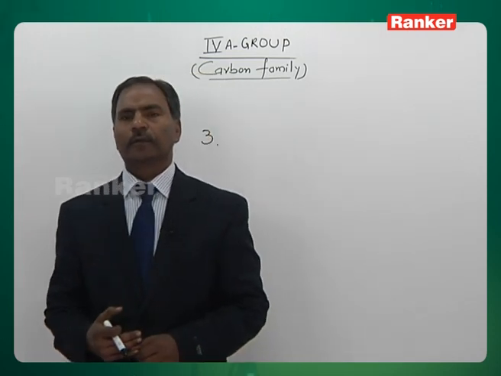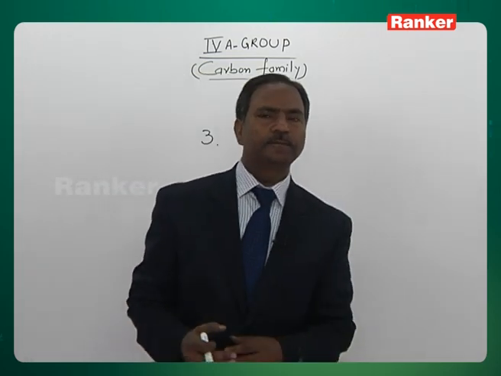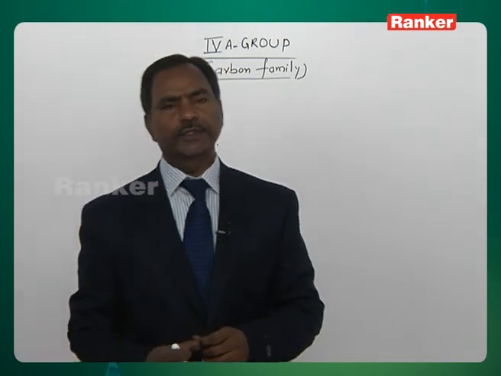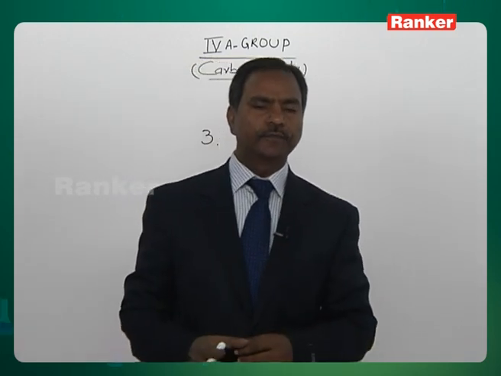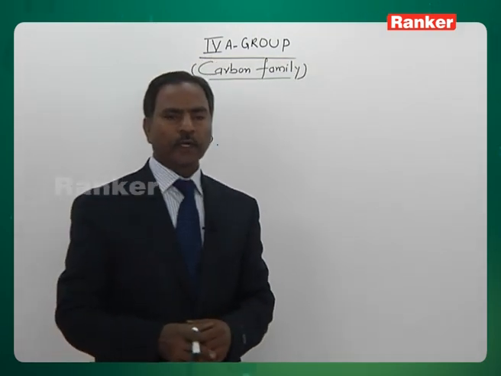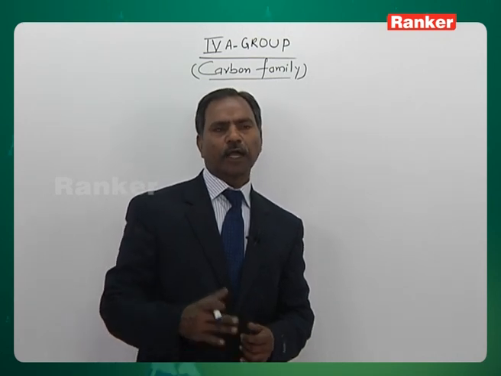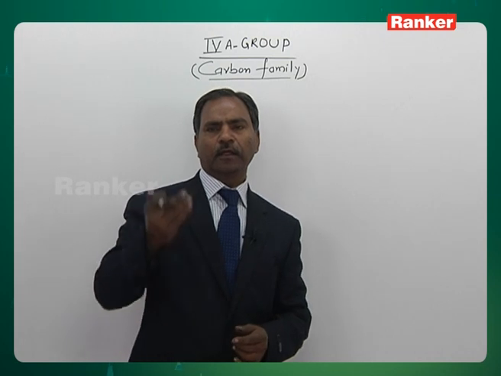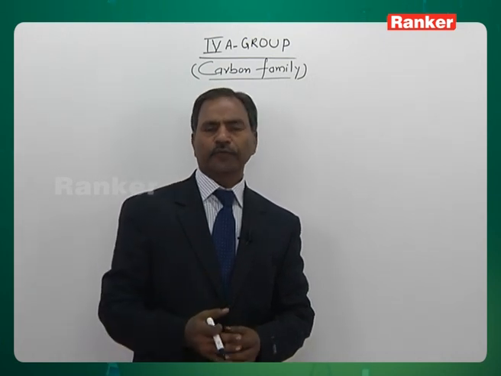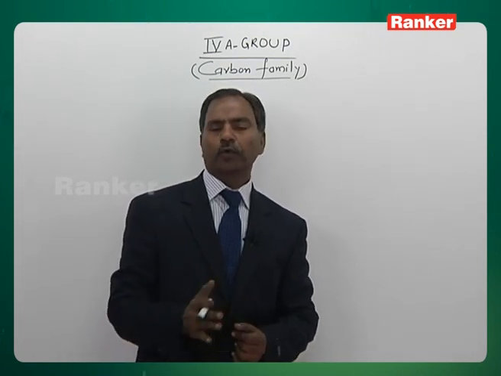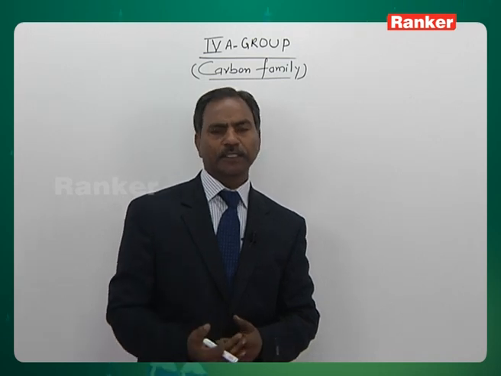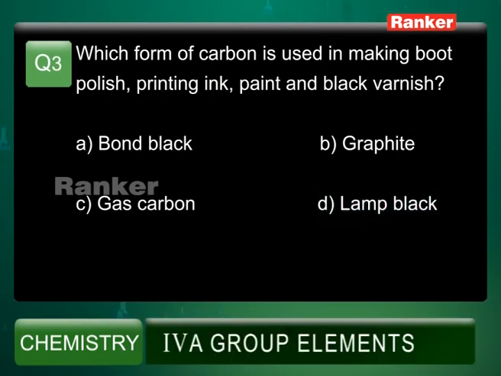and it is also used in the preparation of lead pencils. Gas carbon is actually a conductor. Therefore, gas carbon is generally used to make electrodes. Coming to lamp black: lamp black is a fine powder of carbon. This is generally used in the preparation of boot polish, black ink, etc. Therefore, question number 3, the answer is D.